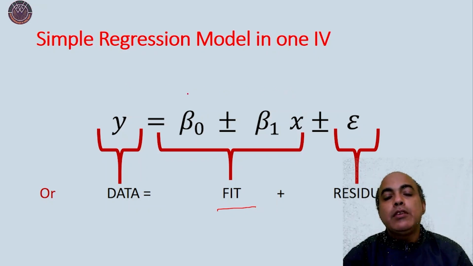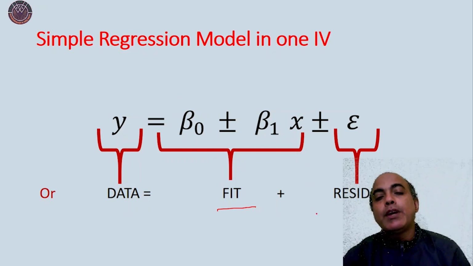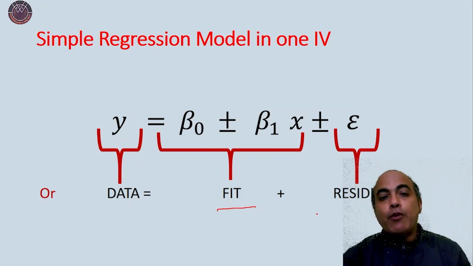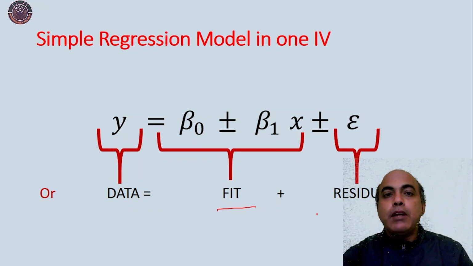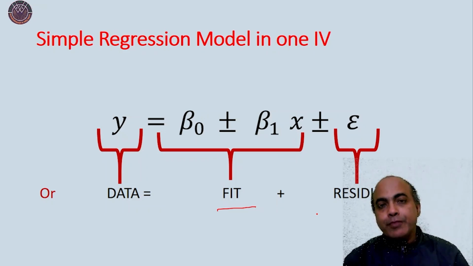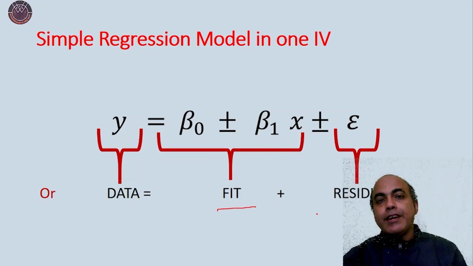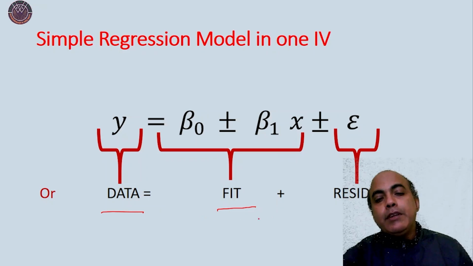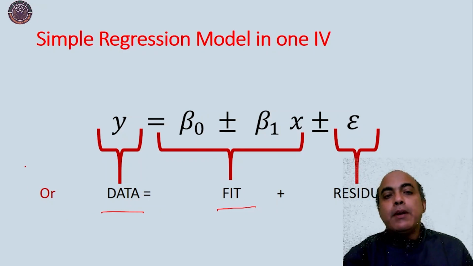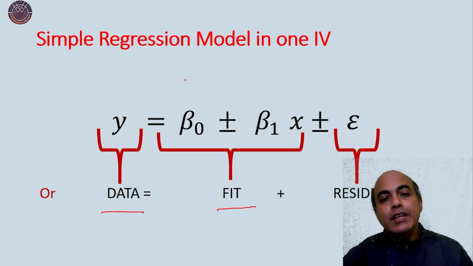This equation beta 0 plus or minus beta 1 x will give you the predicted value of y. The observed data will not be the same as beta 0 plus or minus beta 1 x. There will be a little deviation from that exact data. So the exact data will be this line of fit, or predicted value of y, plus some residual term. Basically, the simple regression model works in this way.